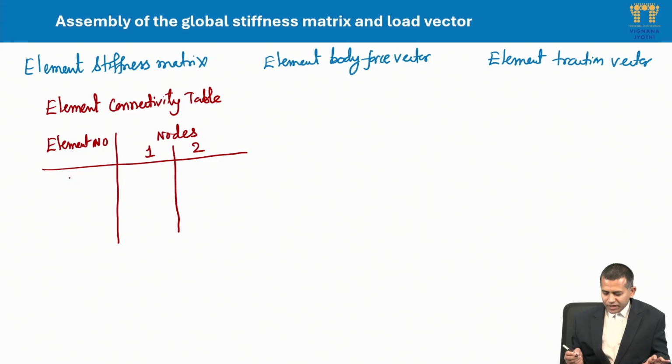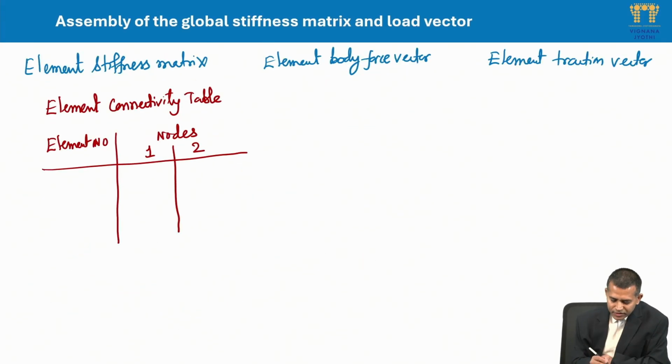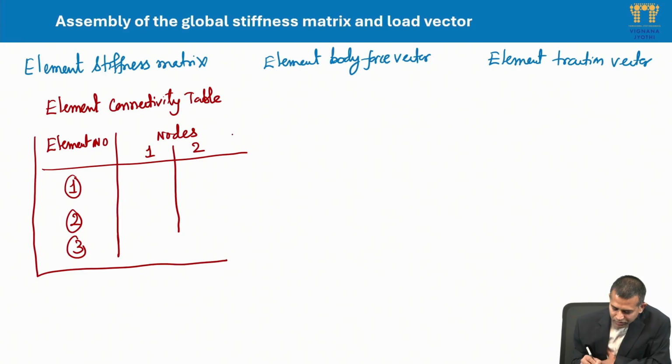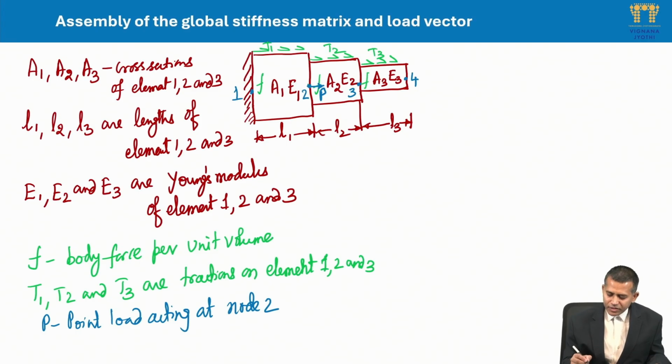So how many elements do we have in this? If you see, we have 3 elements, so I can write this as first element, second element and third element. So we have a total of 3 elements, so we can write this entire element connectivity table like this, right? So these are the nodes we have. Element 1, if you see what nodes are there in element 1, this is your element 1, element 2 and element 3.